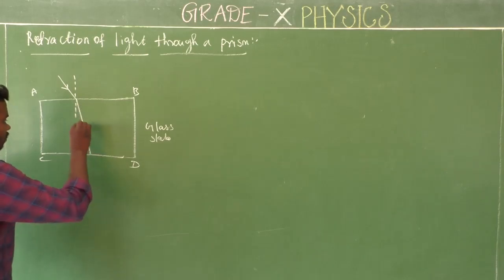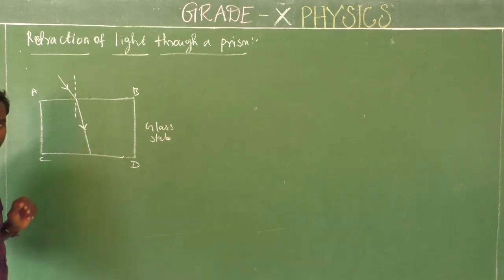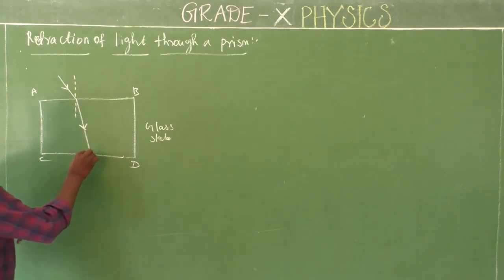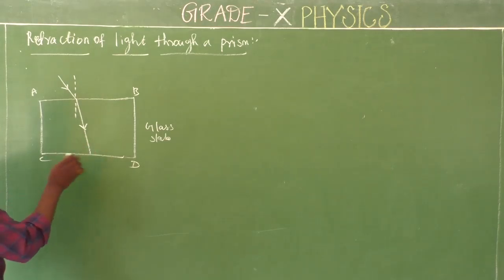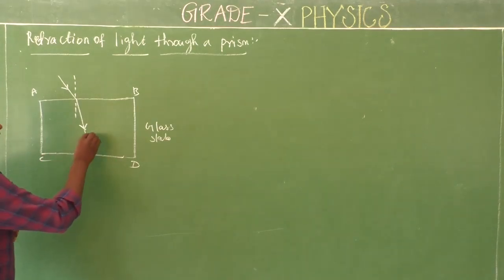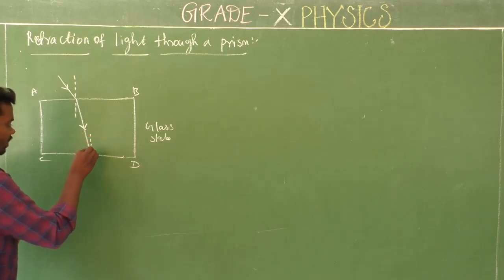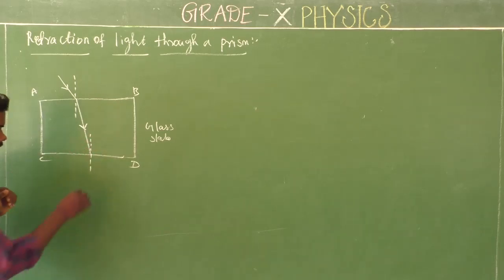Towards the normal. So this is the refracted ray. Is it clear? Yes. So this is the point of incidence on the second surface CD. Am I right? Yes. Draw the normal line at this point of incidence here.